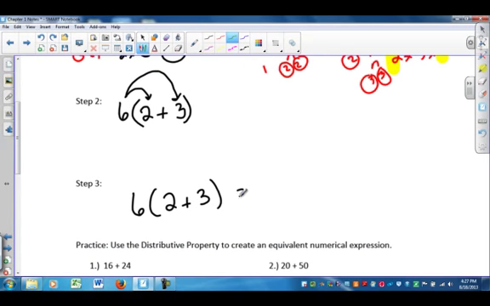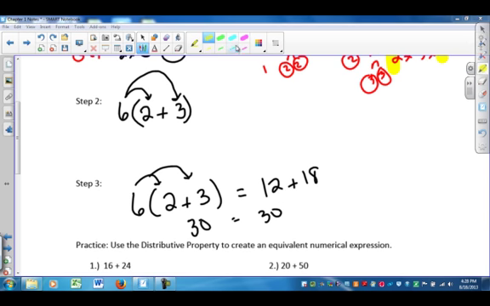This statement right here is equal to 12 plus 18, because the distributive property says if you multiply through here, 6 times 2 is 12, 6 times 3 is 18. It's the same statement. Okay? If you want to check to see if it works, you could type 6 parenthesis 2 plus 3 parenthesis into your calculator, and you're going to get 30. And then you could just do 12 plus 18. You also get 30.